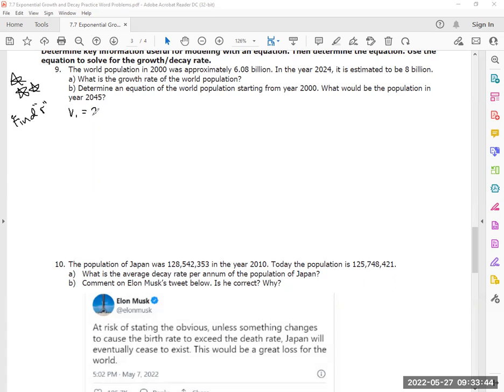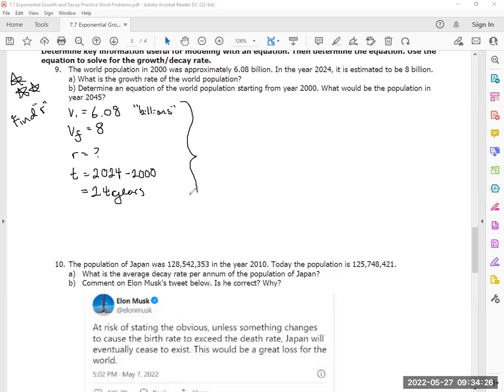The initial value is going to be 6.08 billion. The final amount is going to be 8 billion. Notice how I'm not adding the zeros on there because I'm assuming that I'm going to put it in my head. This is in billions. I don't know what my growth rate is. It asks for the growth rate. So between the first value and the last value, how much time has passed? Well, 2024 minus 2000, this is 24 years.